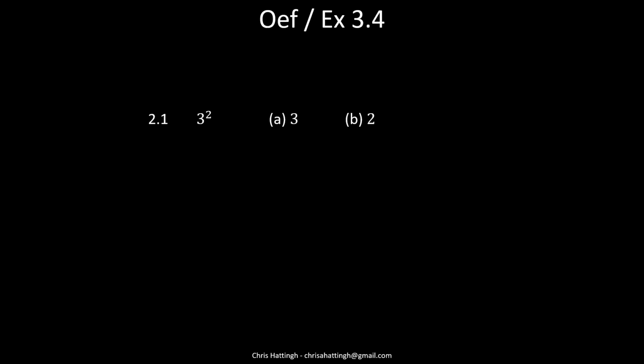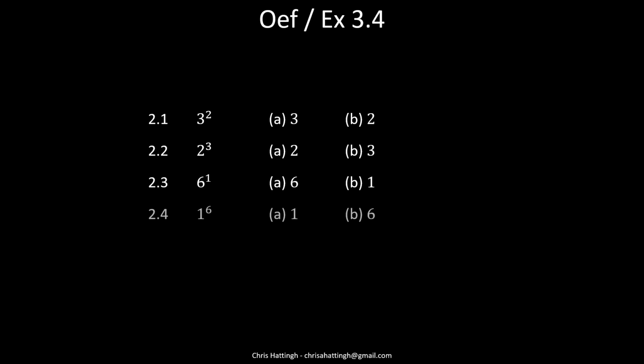Number 2, you need to give the base and the exponent. The base will be A, the exponent will be B. So 2.1, A is 3, B is 2. 2.2, A is 2, B is 3. 2.3, A is 6, B is 1. 2.4, A is 1, B is 6. 2.5, A is minus 3, B is 4.